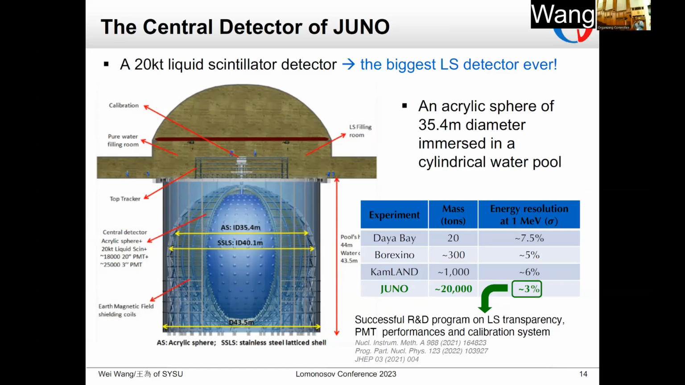And to tell the wiggles, the resolution, we are reaching 3%. This is basically for the ratio between the solar delta m square and the atmospheric delta m square. So I will skip the details given the interest of time.